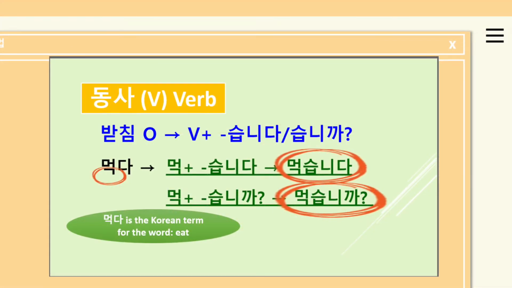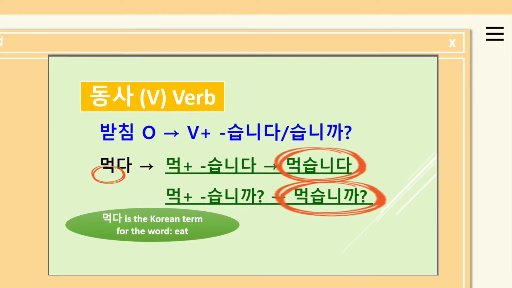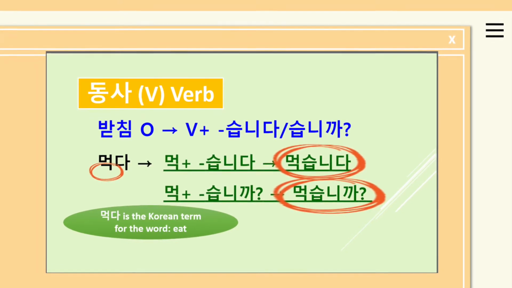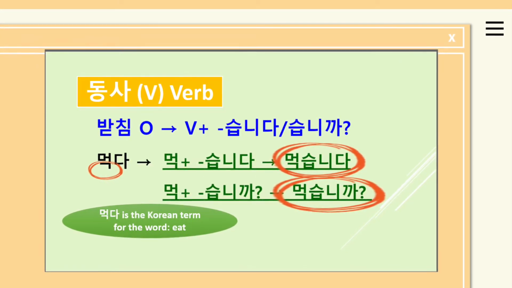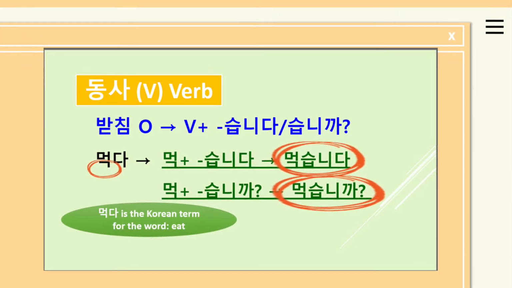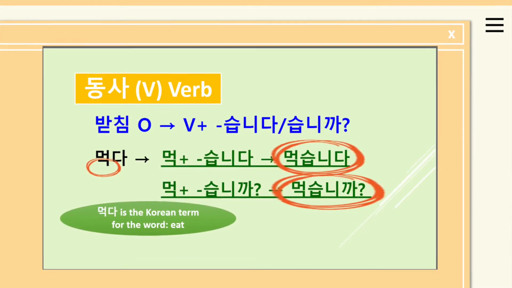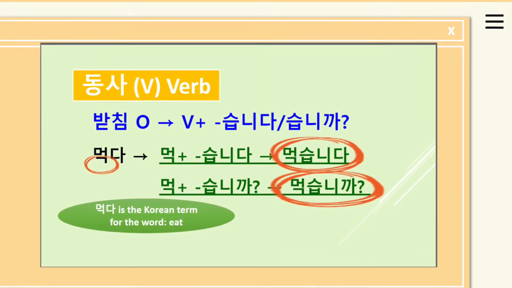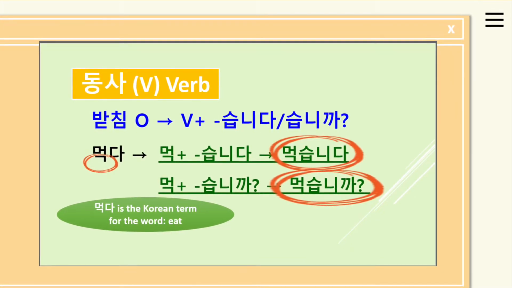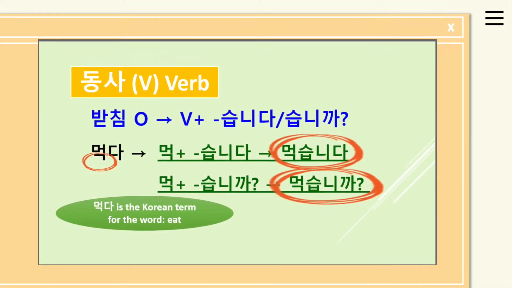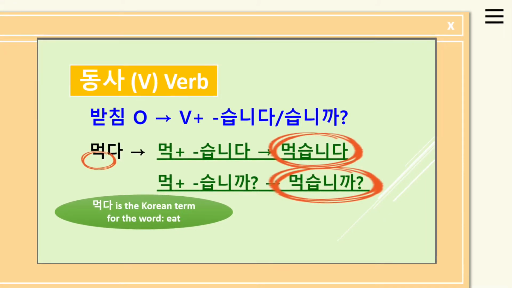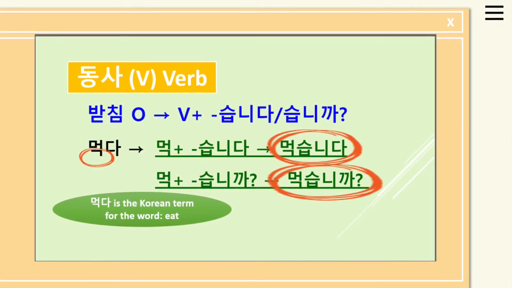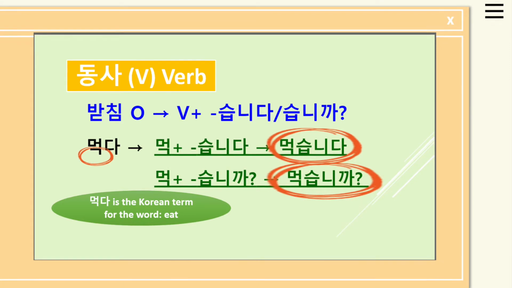In this example, the word is 먹다. This is the Korean term for the word eat. We see in this example that in the first syllable there is a third letter, and that is the 받침. So if there is a 받침, you add 습니다 and remove da. So instead of saying 먹다, it becomes 먹습니다. For question, it's the same. You just change it into 습니까. So we keep 먹 and add 습니까. 먹습니까? Have you eaten? Or did you eat?